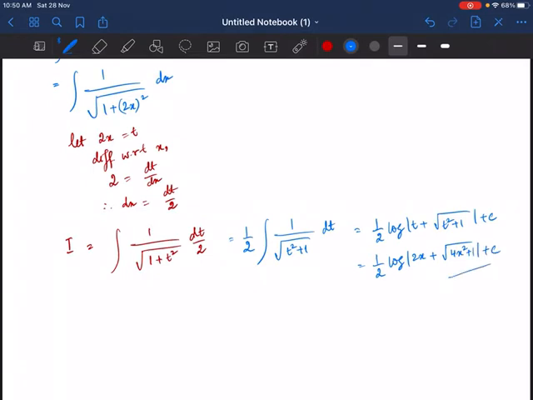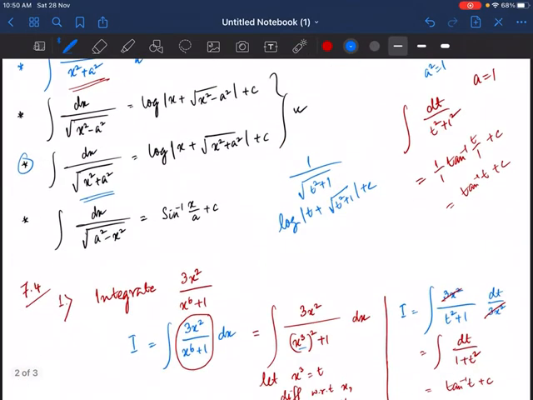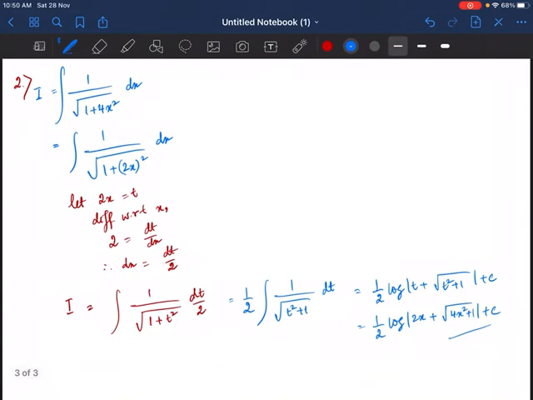That's my answer. Okay. Now question number 3. In question number 3, it's simply similar to question number 2. You just substitute 2 minus x is equal to t, and then you will get the expression similar to root over of t square plus 1, and that is similar to the formula of this one, that is root over of x square plus a square. The same thing, question number 3 is same as question number 2.